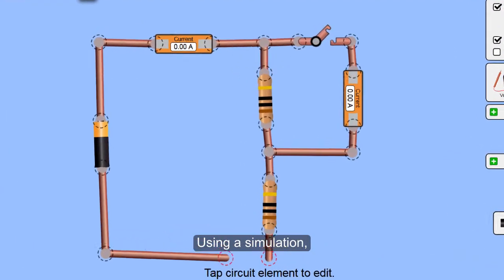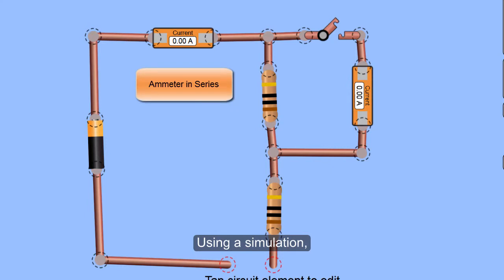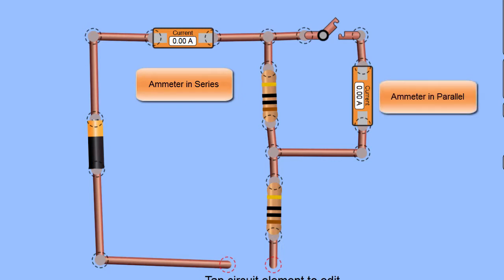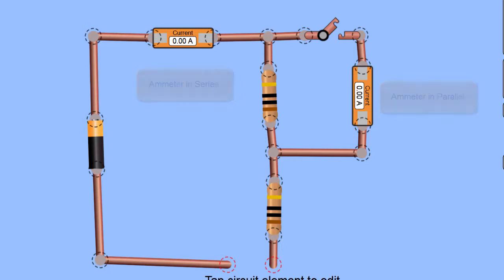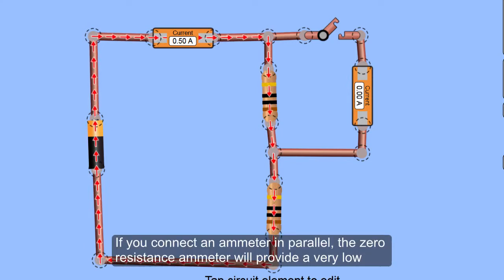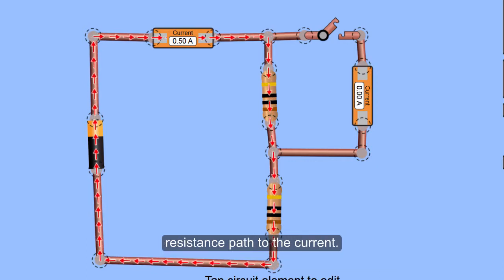Using a simulation, okay, so this is the ammeter and this is a resistor in series. Then we try to measure the current that's flowing through by connecting an ammeter in parallel. If we connect the ammeter in parallel, you find that the current flowing over here is 0.5 ampere, which is obviously wrong. What will happen is that if you close the switch, the zero resistance ammeter will provide a very low resistance path to the current.